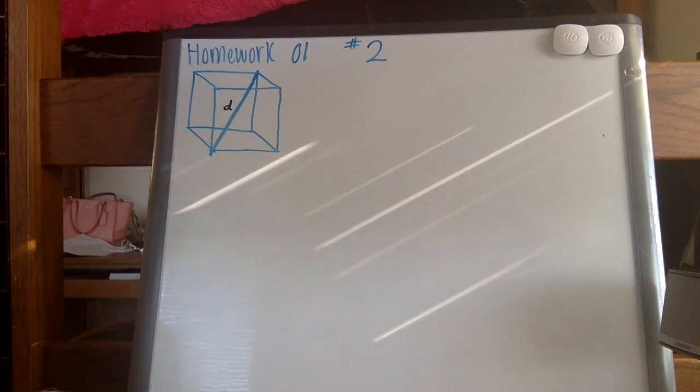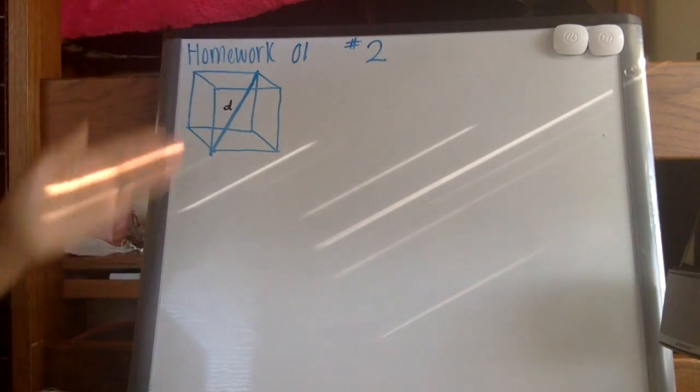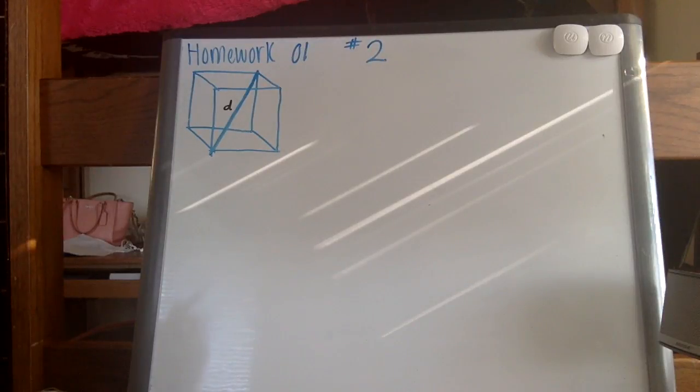So the first problem is from homework 1, number 2, and it's a 3-part question. The first part is asking us to find a function for the edge length of a cube. We're using the variable d, and d represents the diagonal of a cube. Here you can see I already drew out my cube, and the diagonal is what's cutting through the cube, and that's d. But for the first part, we're finding the edge length of a cube.